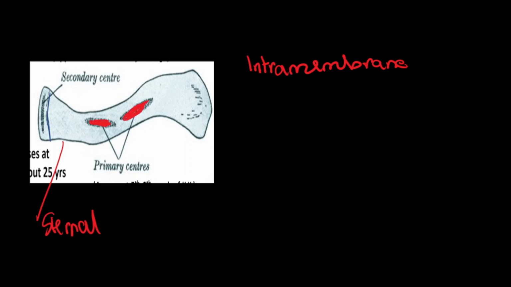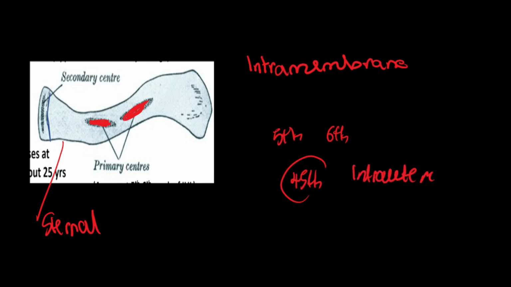appear between the 5th to 6th week of fetal life, and they fuse at about the 45th day of fetal or intrauterine life, which is just a fancy word for in the womb, or life in the womb. So while the embryo is still developing, this ossification center appears at about the 5th to 6th week of the fetal life.